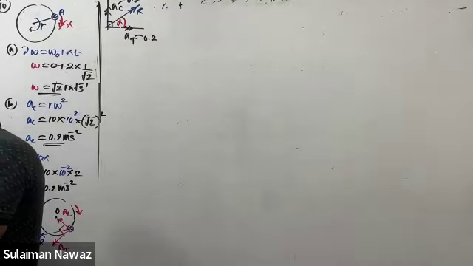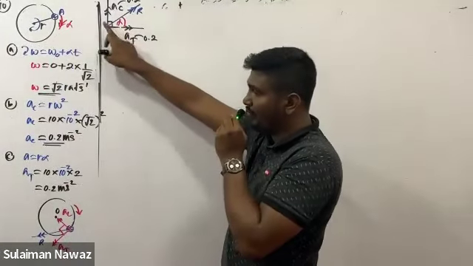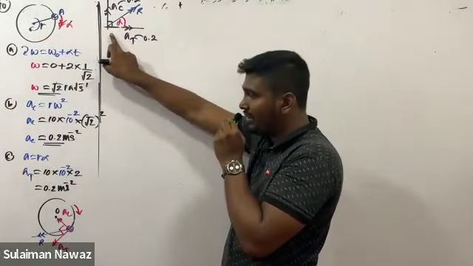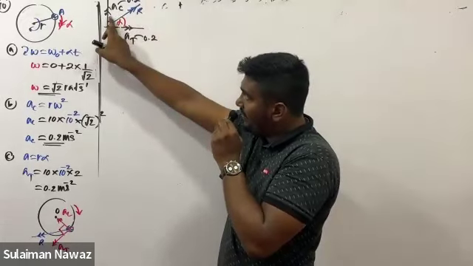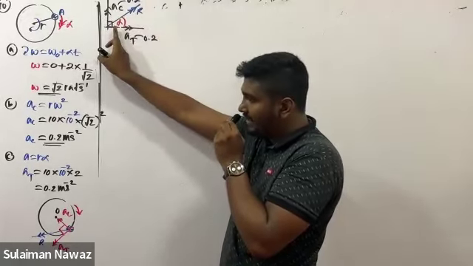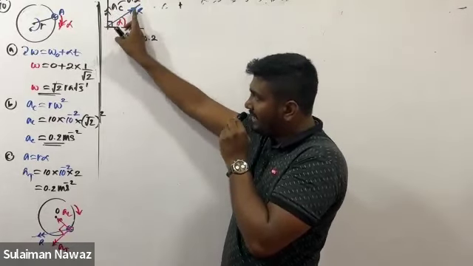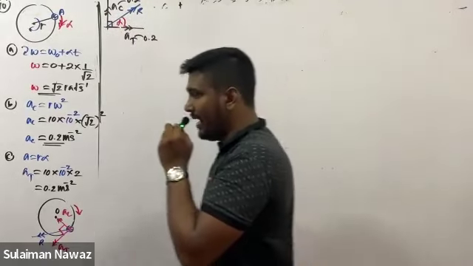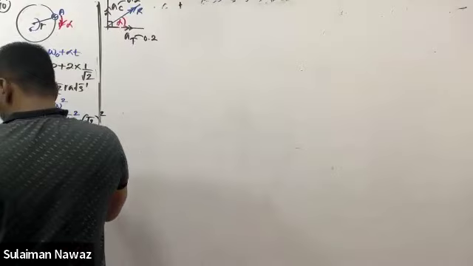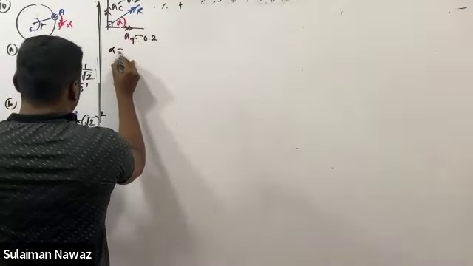45 degrees. Because we know in vectors we learned that when two vectors have equal magnitude, the resultant will be the angle bisector. The angle between these two vectors is 90. If the magnitudes of these two vectors are the same, the resultant will be the angle bisector, so this angle must be 45 degrees. So alpha is 45 degrees.